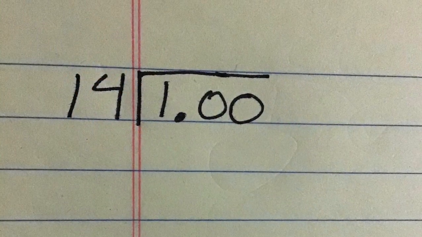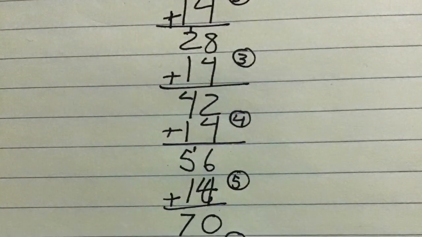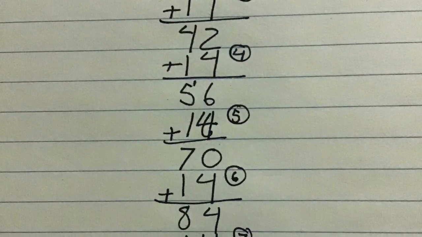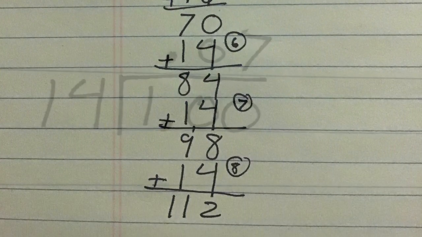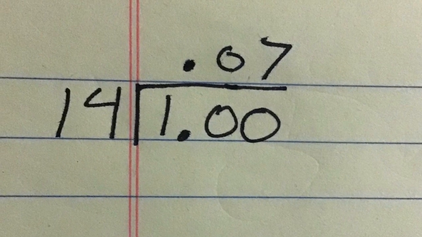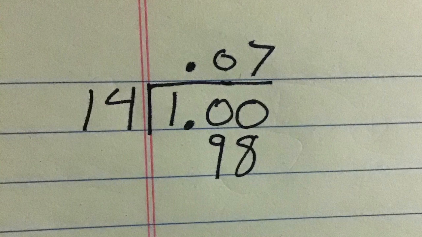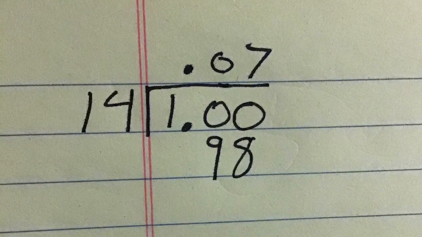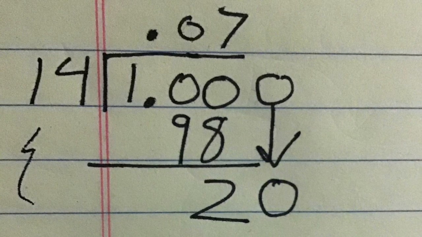I set up my long division problem as 1 divided by 14. I don't know my 14s, so over on the side of my paper, I added them together. I find that 14 can go into 100 7 times. 14 times 7 is 98, so I do 100 minus 98. 100 minus 98 equals 2.